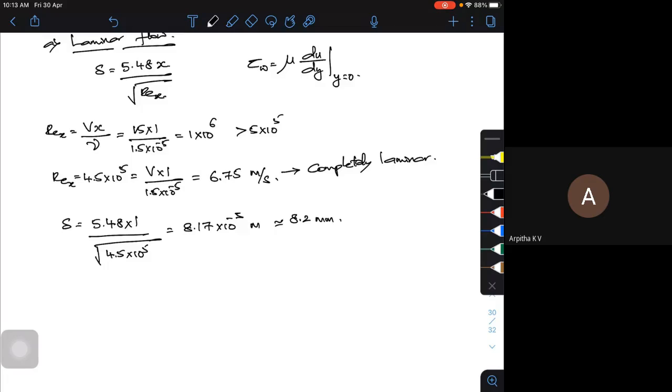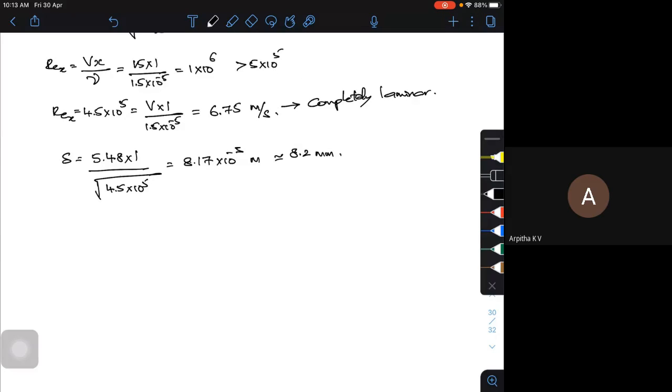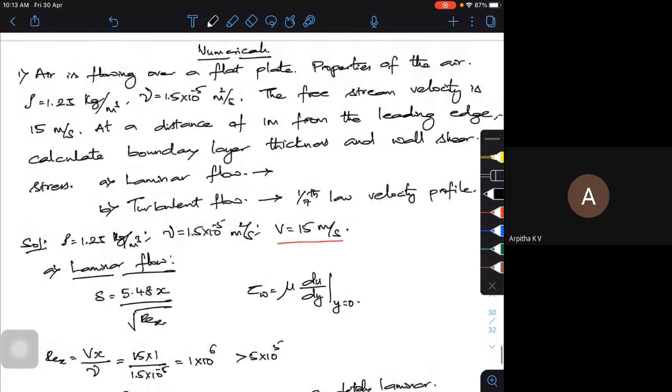Okay. Now how to find the wall shear stress tau? So this is about your delta. Now second thing, your wall shear stress is equal to mu into du by dy at y equal to 0. What's your mu? So if you go back and look into this particular thing, they are telling that it's for a one-seventh power law velocity profile.